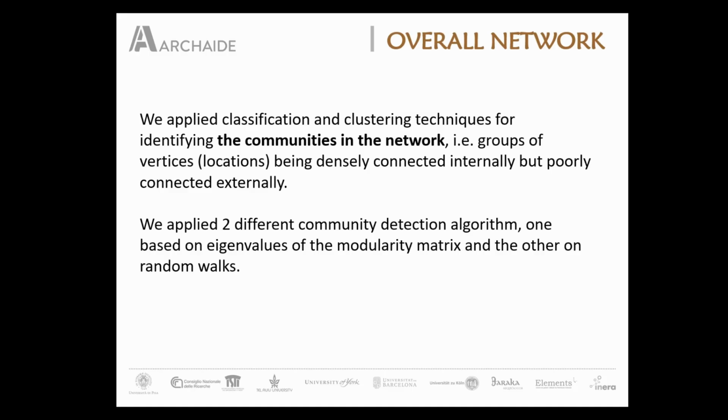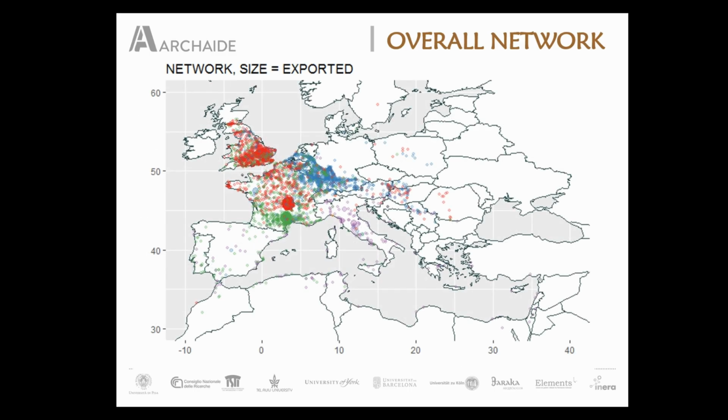In order to identify the communities in our network, we applied classification and clustering techniques in order to group the locations, the vertices, that are densely connected internally but poorly connected externally. For doing this, we applied two different community detection algorithms. One is based on eigenvalues, and the other on random walks. And this is the result.